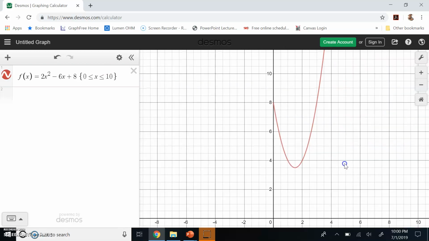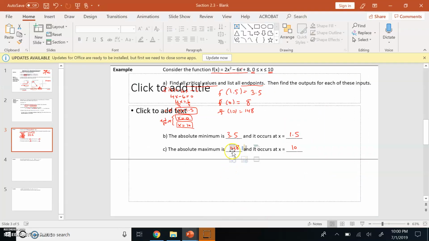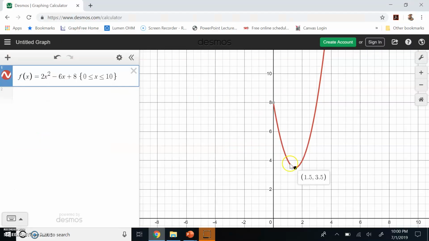So this is what our graph looks like. We want to find the absolute minimum and maximum. So I can tell that the lowest point is this one, where x equals 1.5 and y equals 3.5. And that's exactly what we said. We said our absolute minimum is y equals 3.5 and it occurs at x equals 1.5.